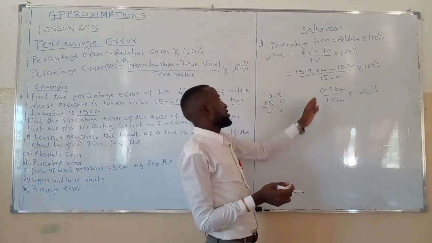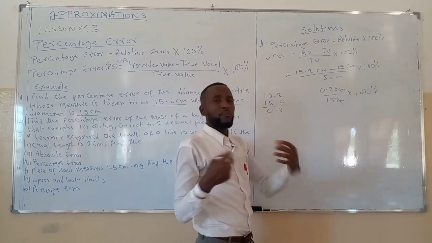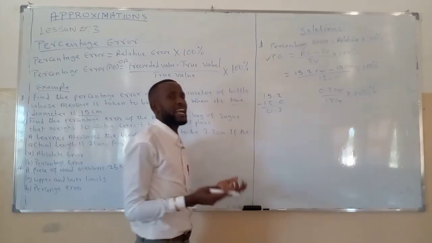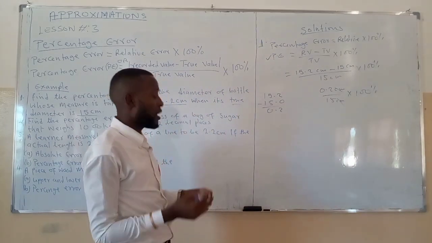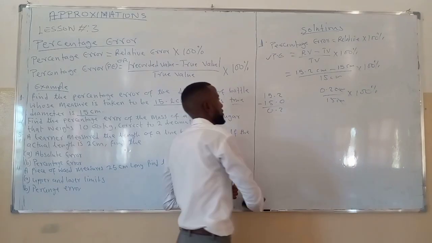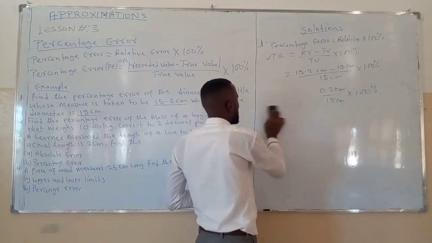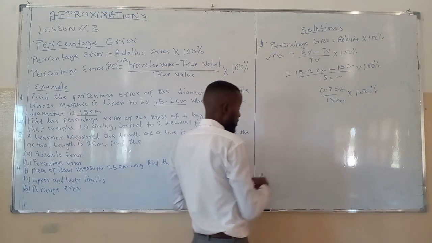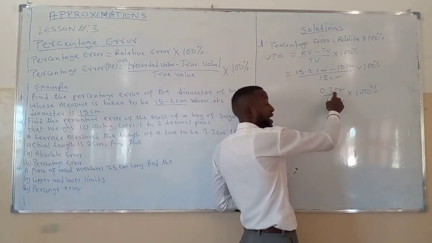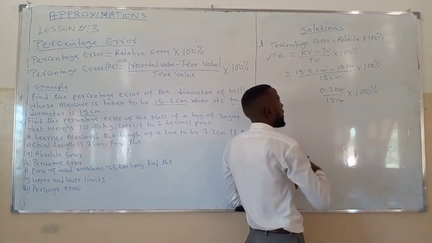Now remember, 0.2 will be complicated for us to multiply and divide with as a decimal. So we need to know how to get rid of a decimal point. How do we do it? It is just 1 decimal place, so we are going to multiply by 10.